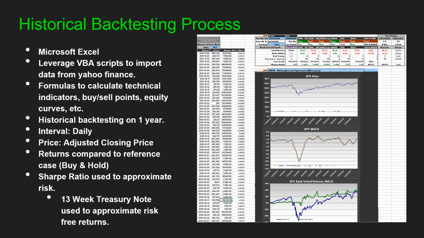All returns will be compared to a benchmark, which is simply buying and holding. We use the Sharpe ratio as a measure of risk. The higher the Sharpe ratio, the greater the returns per unit of risk. The 13-week Treasury note was used to approximate the risk-free rate.